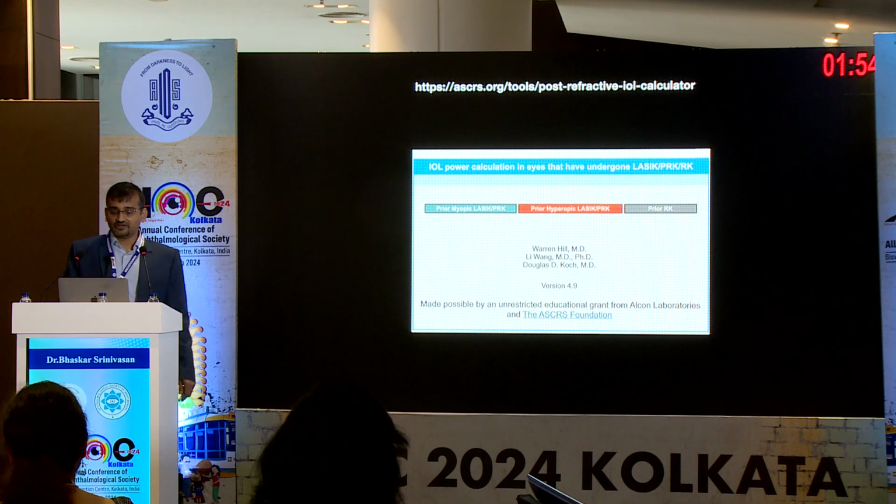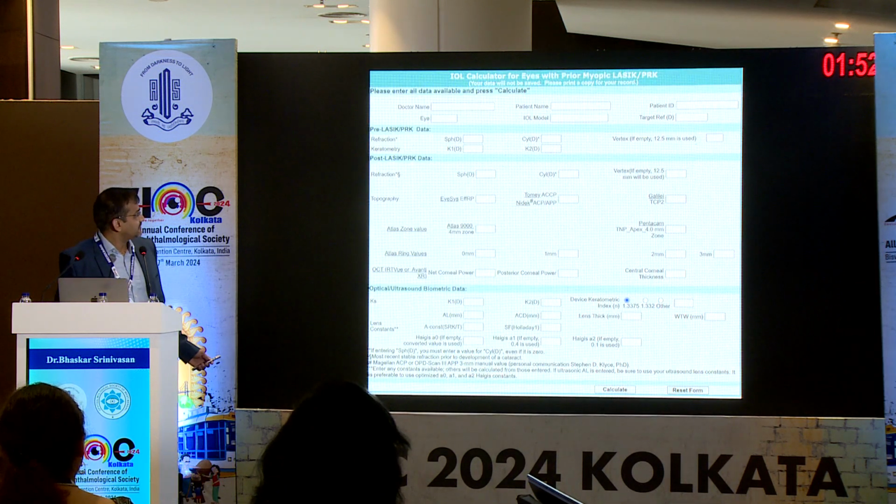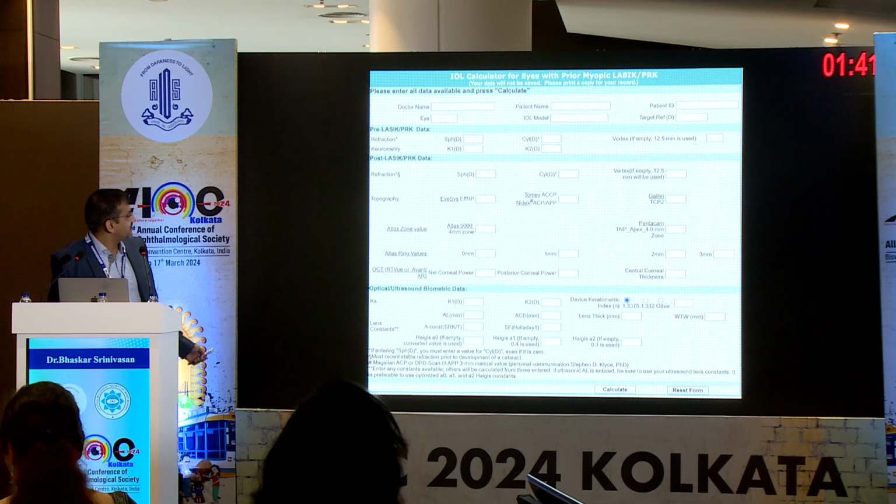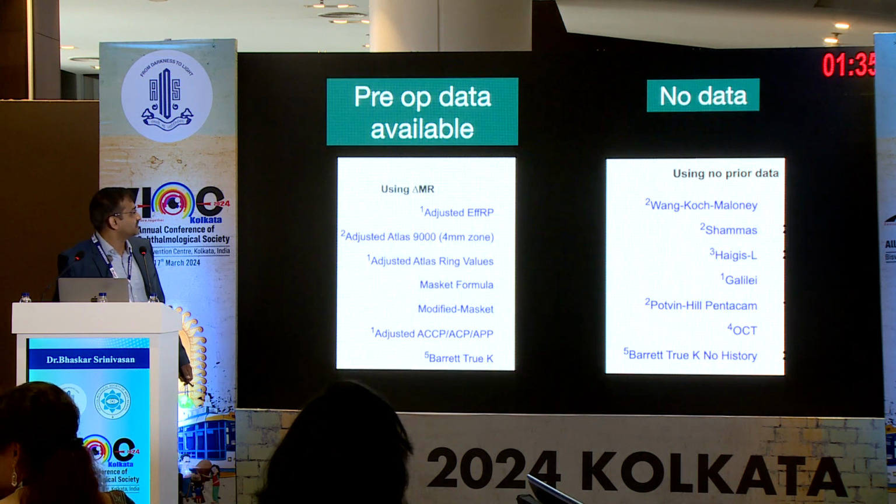In the ASCRS calculator, you have to fill up all these proformas depending on the data that is available. If you have pre-LASIK data, you can fill that up, then post-LASIK data, and then of course biometric data, and it will calculate. One important point to remember is if you are inputting refraction, the cylindrical value, even if it is 0, has to be inputted as 0, otherwise you will not get the value.